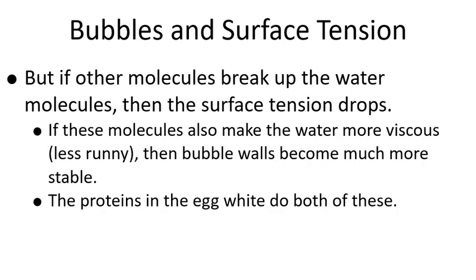But if we add other molecules between the water molecules in the bubble wall, we can decrease the surface tension, allowing the bubble wall to last longer. Furthermore, if these added molecules also make the water more viscous, that is, less runny, then the bubble walls will last even longer as it takes longer for the water molecules to move through the more viscous fluid. It turns out that the proteins in the egg white accomplish both of these.